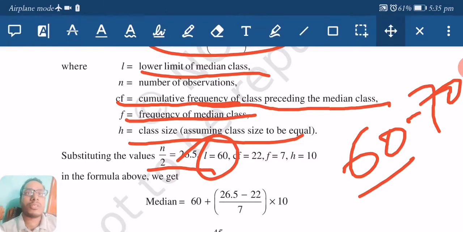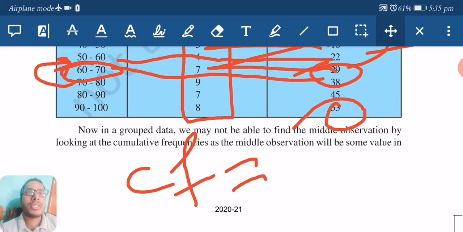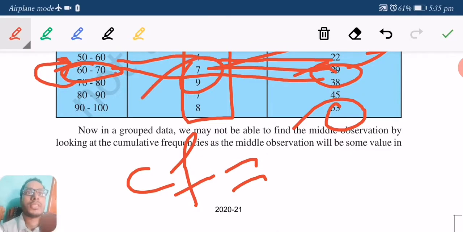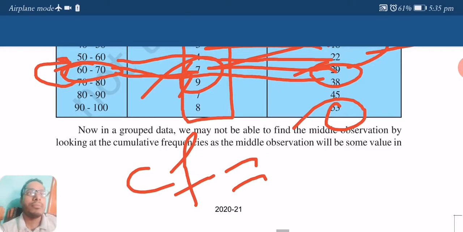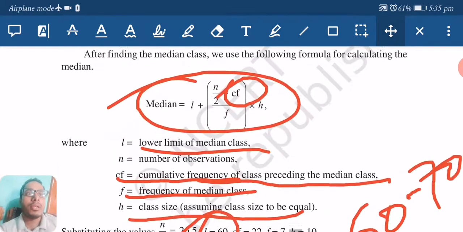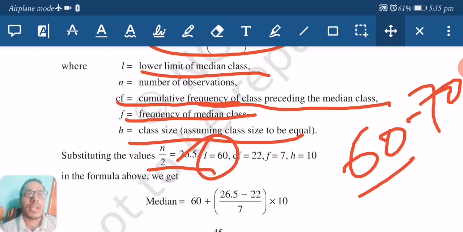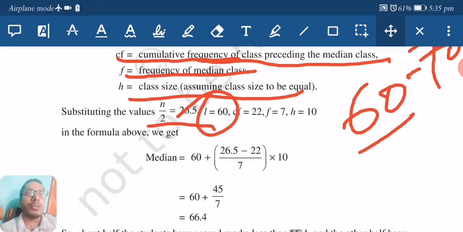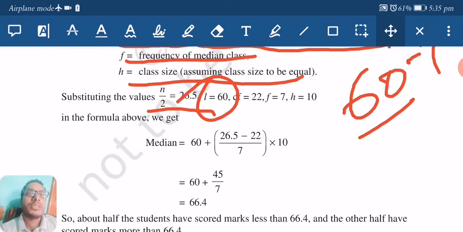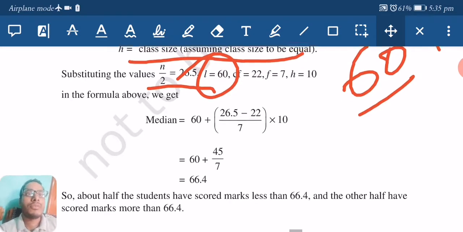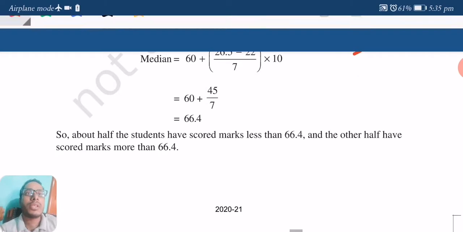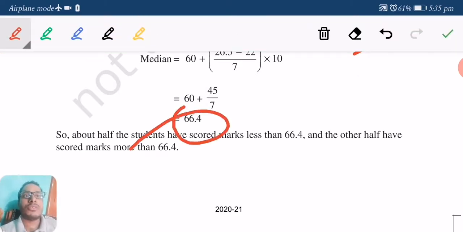If you look at the frequency of the median class here, 60 to 70 is having 7, right? That is the frequency. And H, that is the class size, is 10, since 10 minus 0 is 10. Our next job is fundamental operations here: 60 plus 26.5 minus 22 by 7 into 10. The value you get from here is 66.4. After addition, subtraction, division, multiplication, we get 66.4. So that is the median.